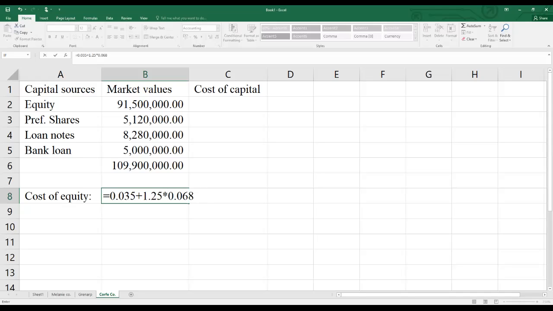Don't mix decimals and percentages. If you want to use percentages, use percentages throughout. If you want to use decimals, use decimals throughout.